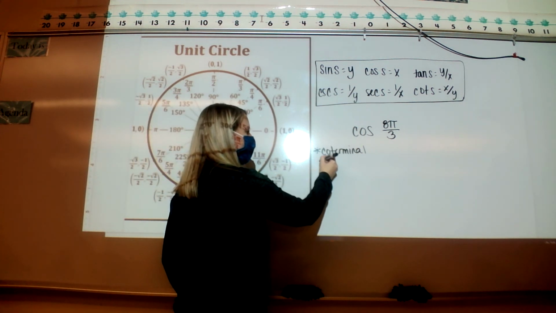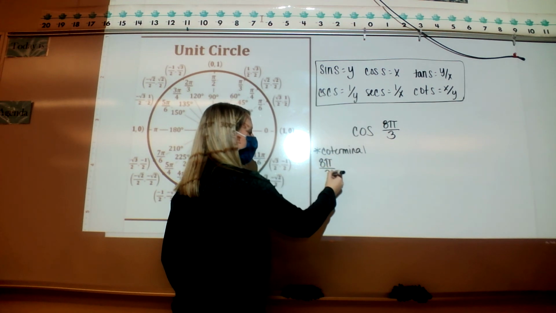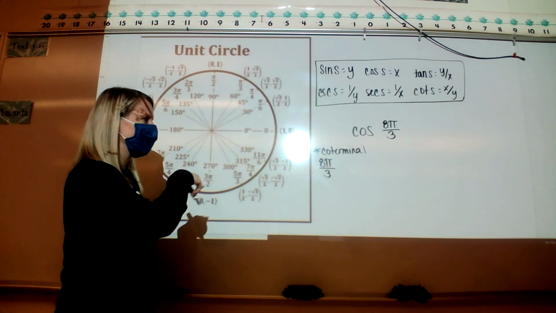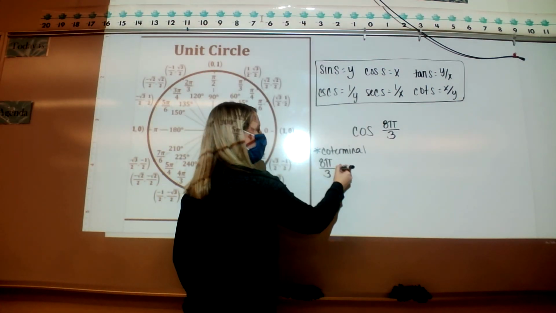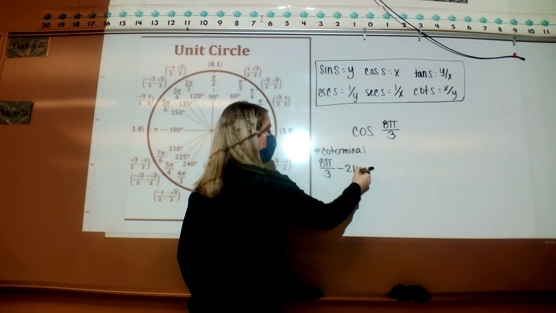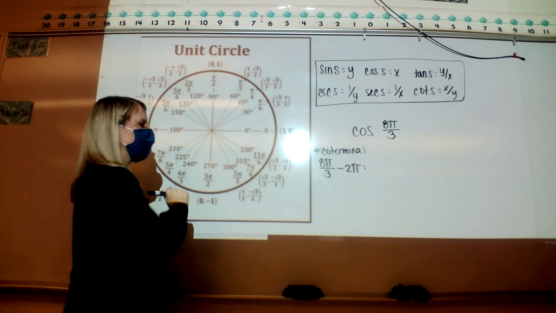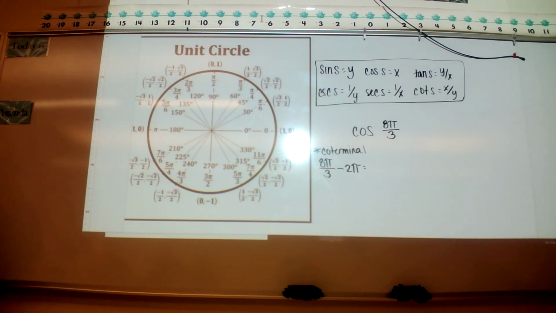So you're going to take 8 pi over 3. And since it's too big, it had too many rotations, you're going to subtract 2 pi to make it smaller and in that circle. So can you take a minute? If you need a calculator, use the one up here. Remember, when you're using a calculator, don't put the pi symbol. We don't want decimal approximations. We just want a nice fraction so we can find it.